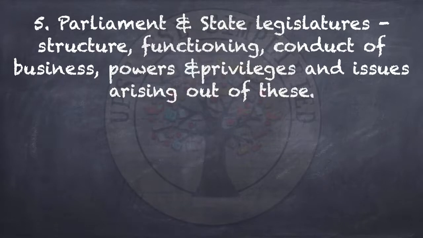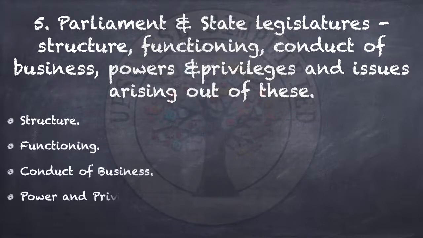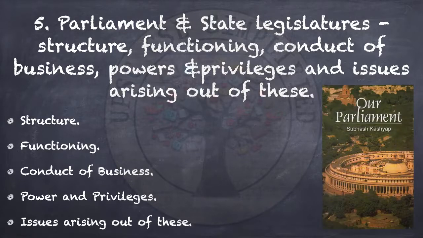Moving towards the fifth topic, that is Parliament and state legislatures, structure, functioning, conduct of business, powers and privileges and issues arising out of these. Bifurcating the topic: structure, functioning, conduct of business, powers and privileges, issues arising out of all these above features. The ideal recommendation of the study material is Our Parliament by Subhash Kashyap.